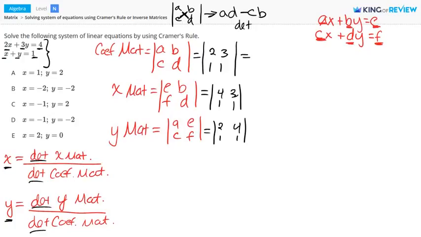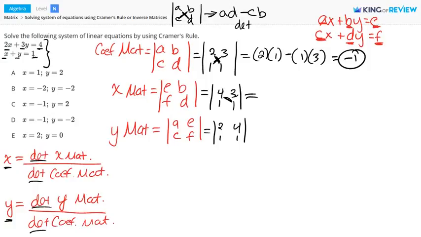So to find the determinant of our coefficient matrix, we're going to take the product of the main diagonal, so 2 times 1, and subtract the product of the entries in the other diagonal, so 1 times 3. So we have 2 times 1 minus 1 times 3, and when you work this out, you get a negative 1.